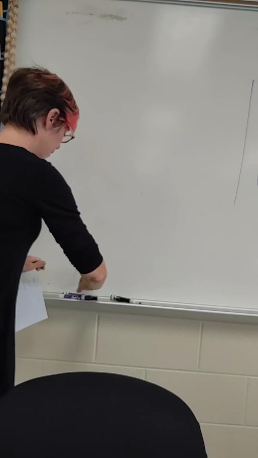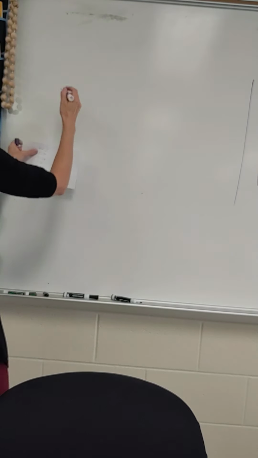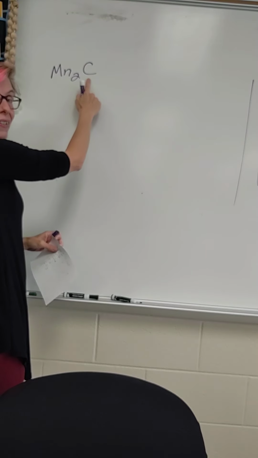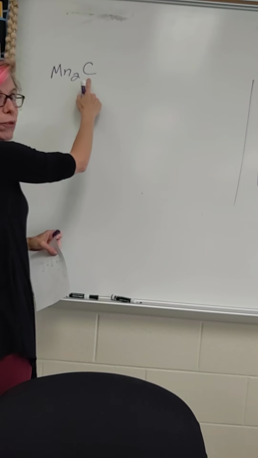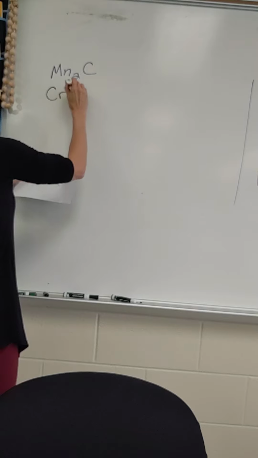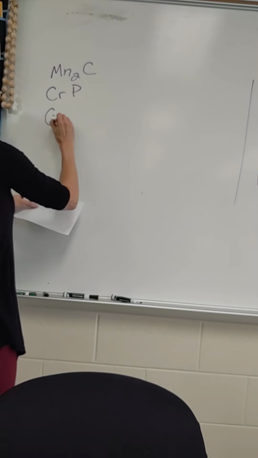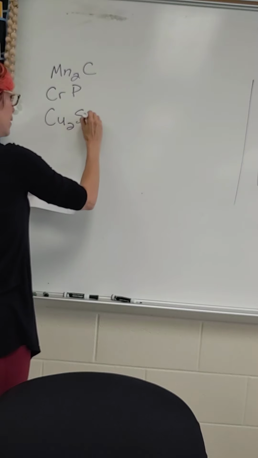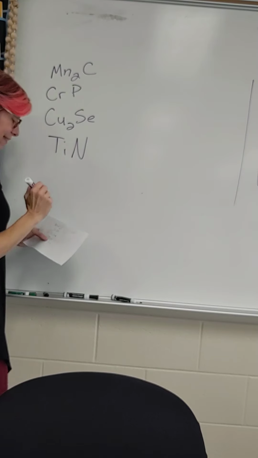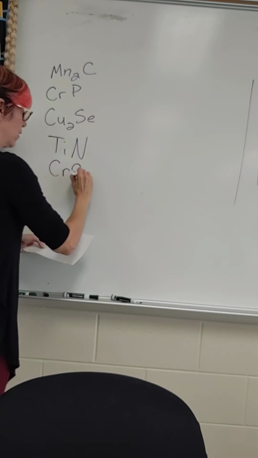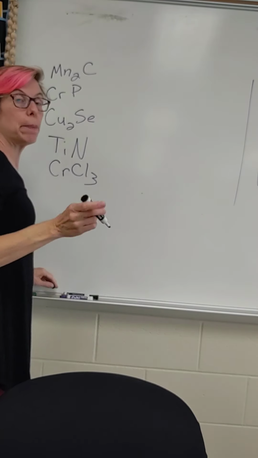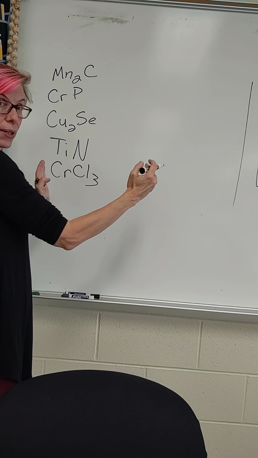So, let's say that we have some formulas. And we have Mn2C, not Cl, all right, that's carbon. This is going to be the negative ion of carbon. That's going to be carbide. It's rare, but it does exist. CrP, Cu2Se, TiN, and CrCl3. All right.